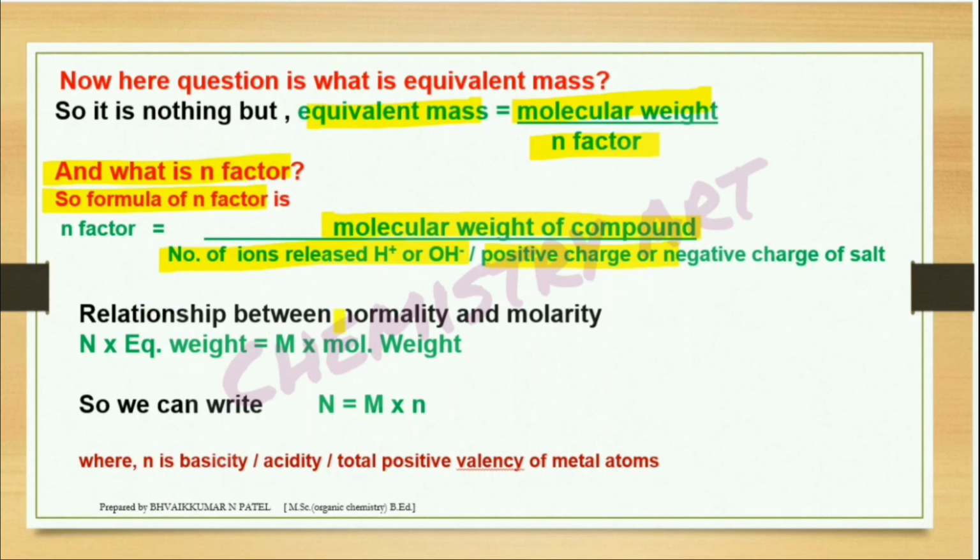The relation between normality and molarity is very important for IIT JEE and NEET. So N into equivalent weight is equal to capital M, meaning molarity, into molecular weight. And so we can write normality is equal to molarity into n factor. So this is all about the expression of different concentrations.